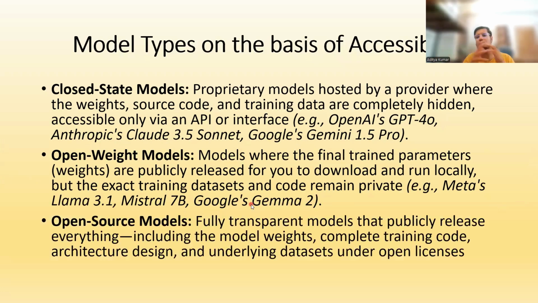Now let's discuss open source models. Fully transparent. What do you mean by fully transparent? Fully transparent models publicly release everything. You know everything about the model, including model weights, complete training code, architecture design, and underlying dataset under open licenses. This is the main difference between open source and open weight models. In open weight models, you know the weights of the models, but in open source models, you also know the underlying dataset, architectural design, and complete training code.